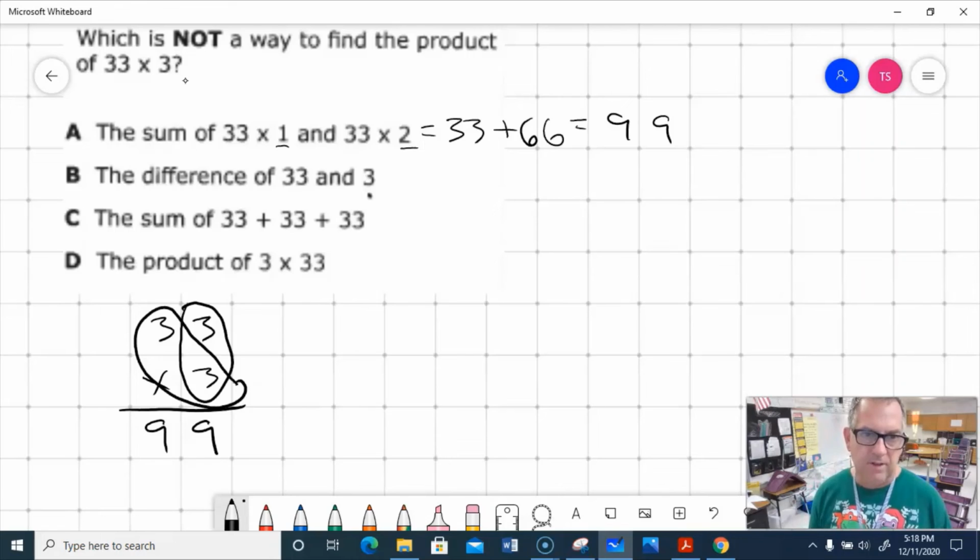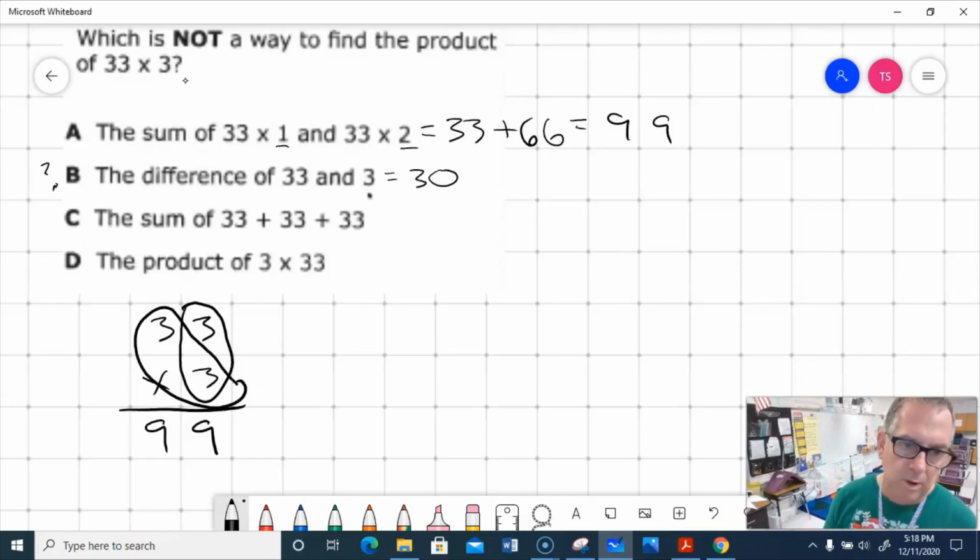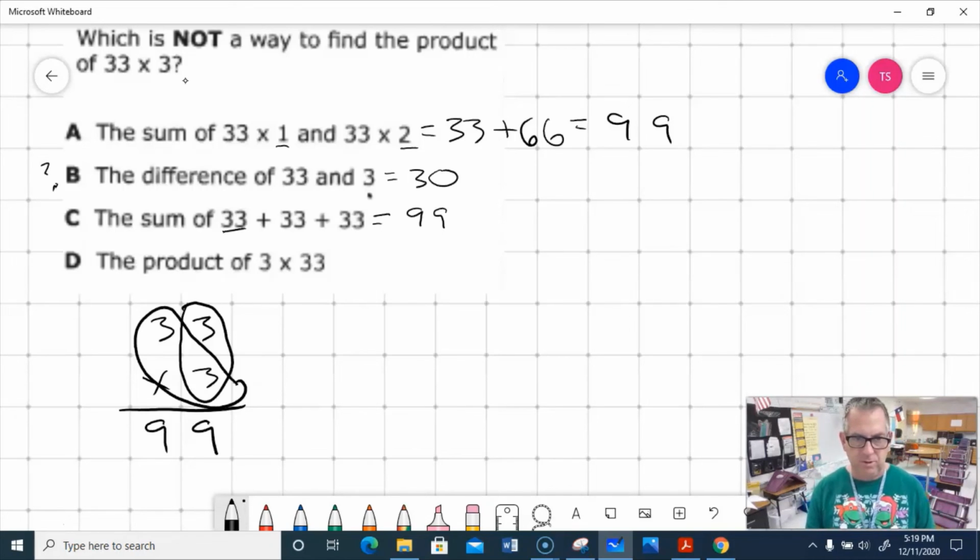That basically is the same thing as 33 times 3. Answer choice B, the difference of 33 and 3. Okay, let's check and see if that's right. 33 minus, the difference would be a subtraction problem. So if I take 3 away from 33, that would equal 30. So that looks like that may be my way not to get it because I did not get 99. But we'll go ahead and check the rest of the answer choices. What is the sum of 33 plus 33 plus 33? Yep, that is correct. It is 99 because I'm basically doing repeated addition with 33 3 times.